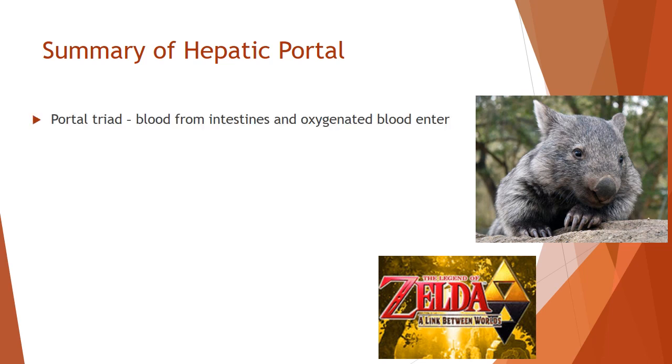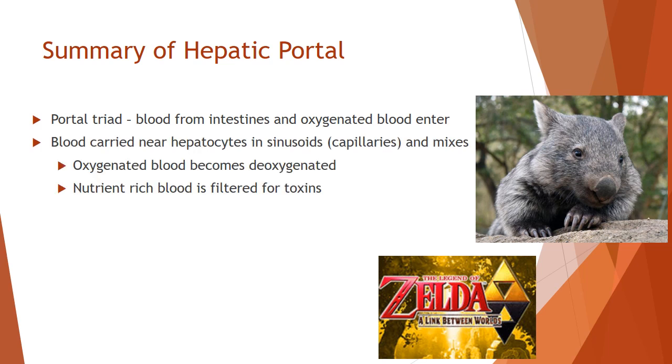So the portal triad has blood from the intestines and oxygenated blood. So there's two different vessels. There's an artery, there's a vein. They carry those things. And you also have blood that's going to be carried near the hepatocytes and the sinusoids, which are these special capillaries, and it mixes together.